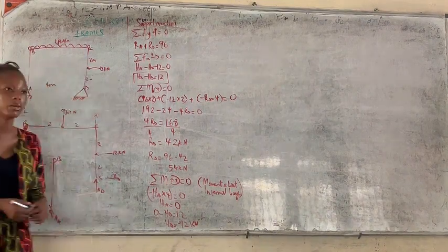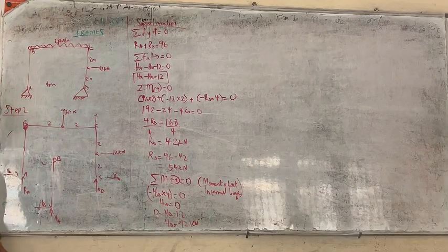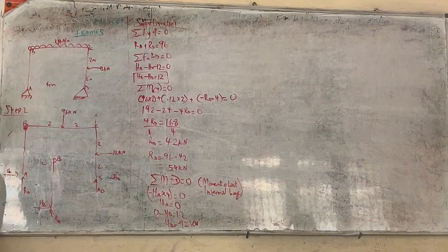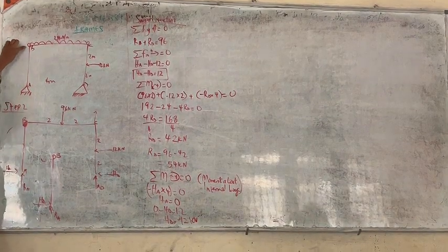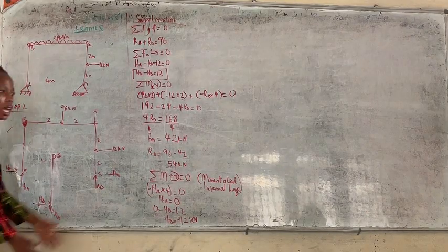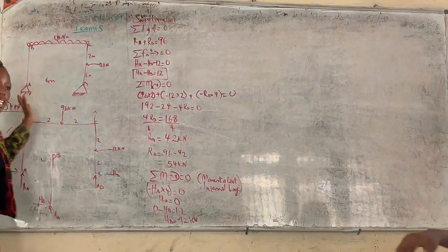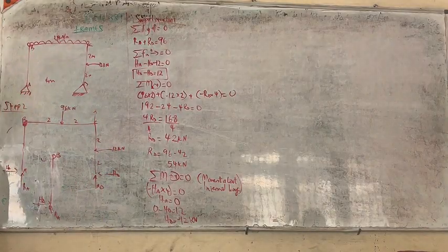No, we can't take moments about arms, only if there was an internal hinge there. This small circle is what we're expecting. It's part of the drawing. It came with the question. The internal hinge came with the question in the book. So that's what we have.